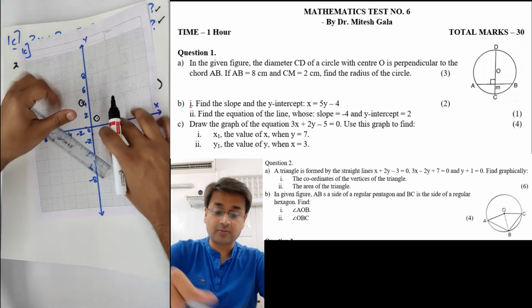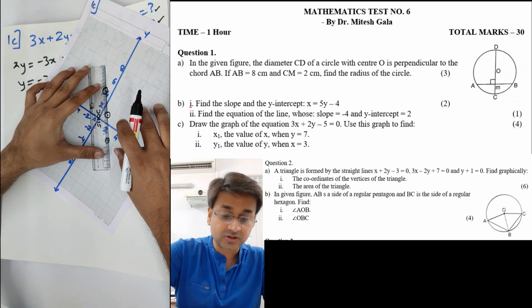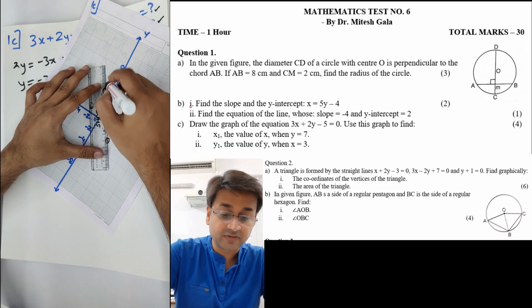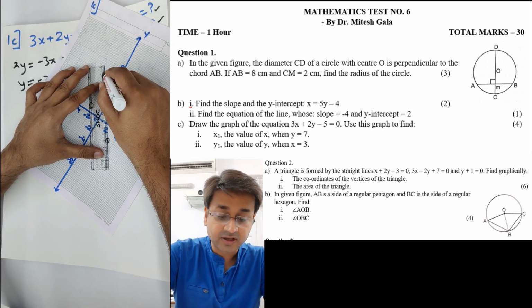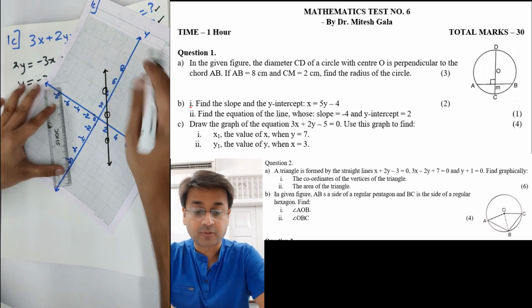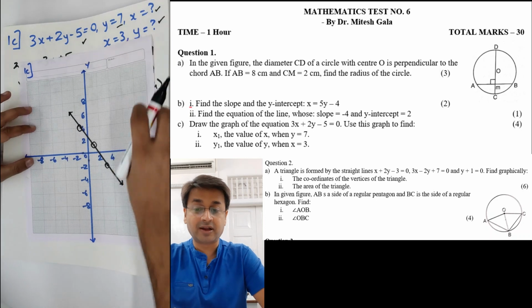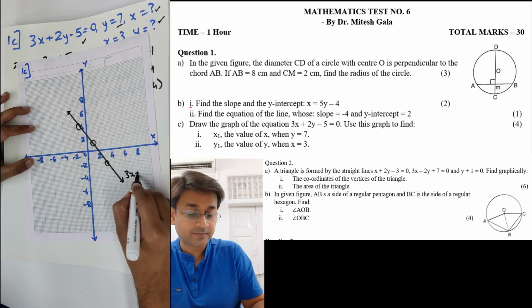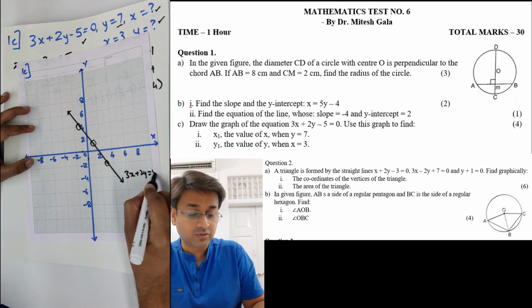Let's join the 3 points to see how well the line looks, okay? They need to be collinear. If they are not collinear, that means something has gone wrong from your side, okay? So please see to it that they are all collinear points. And now once you've drawn it, write the name of the equation: 3x plus 2y is equal to 5.